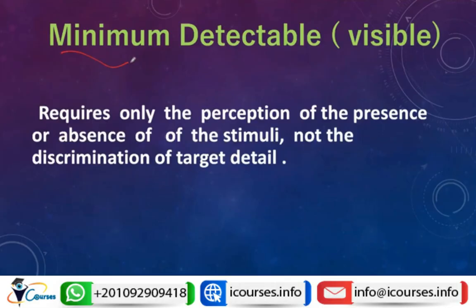First of all, the minimum detectable or the minimum visible. It is easy from its name to tell that it is just whether you can see the object or not. It requires only the presence or absence of the stimulus in the visual field. You don't need to know the different details or how to discriminate the target details. Just you can see or you cannot see. This is called the minimum detectable acuity.